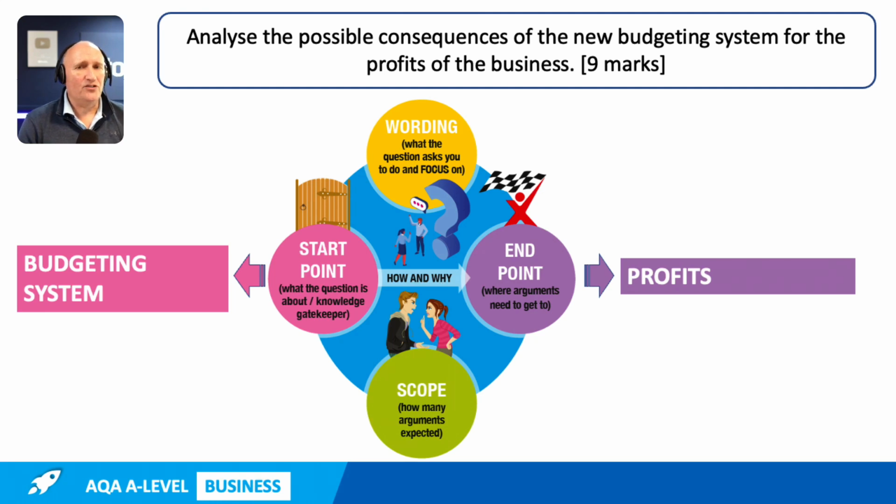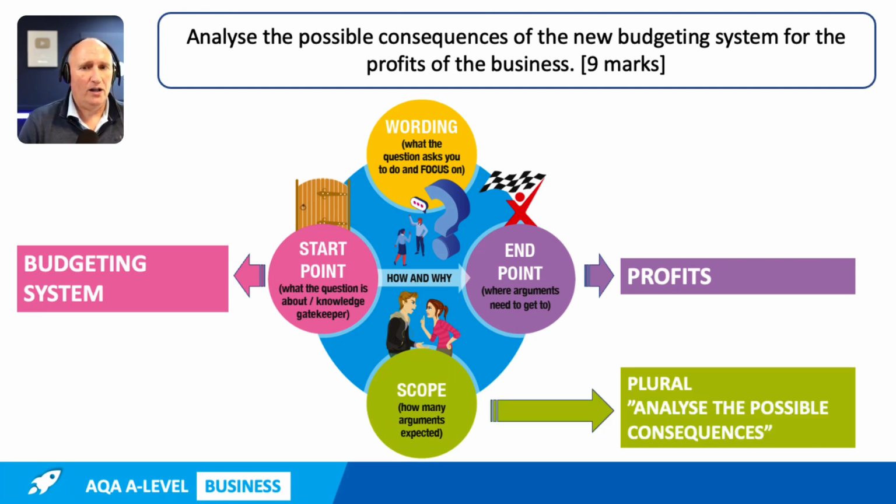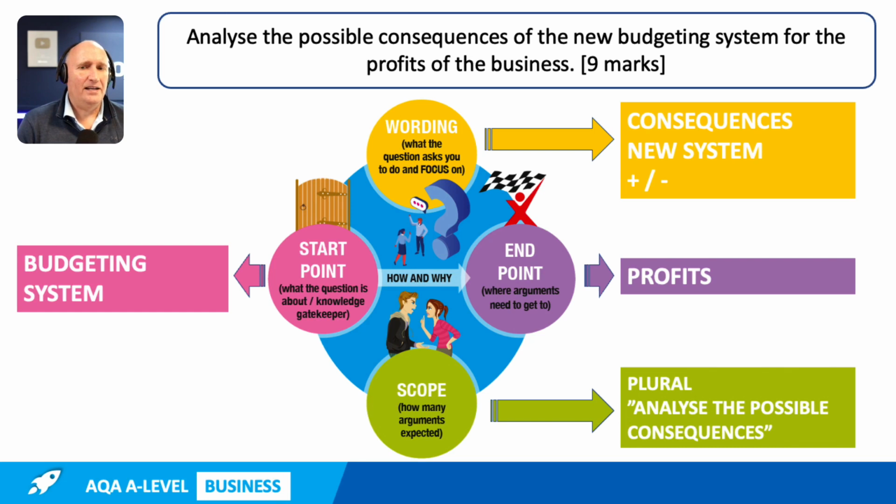How many arguments do we need to provide to meet the demands of this question? Well, it's plural, isn't it? Because we're asked to analyse the possible consequences. 2 consequences, ideally. Don't need any more than 2. And in particular, it's this new system of budgeting. So that's the context here.